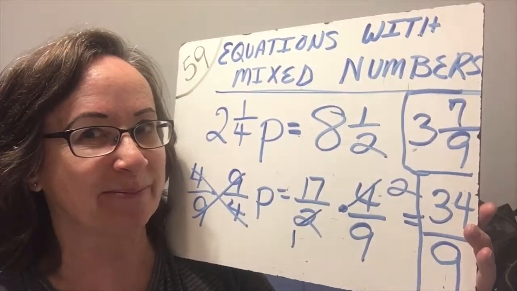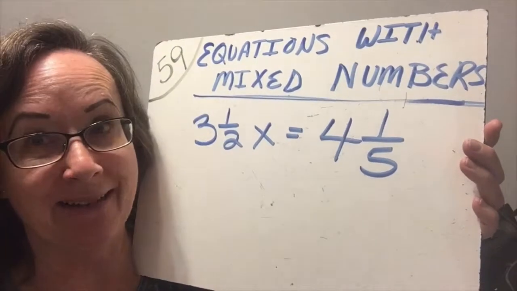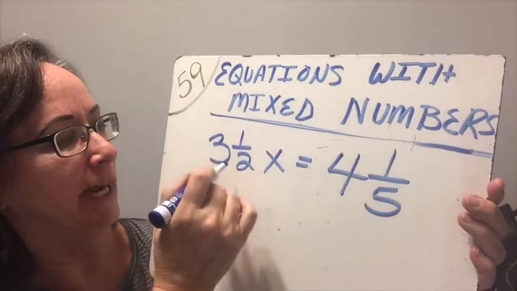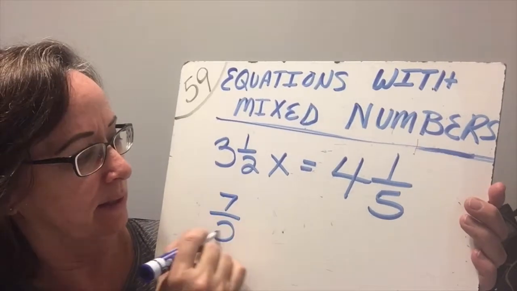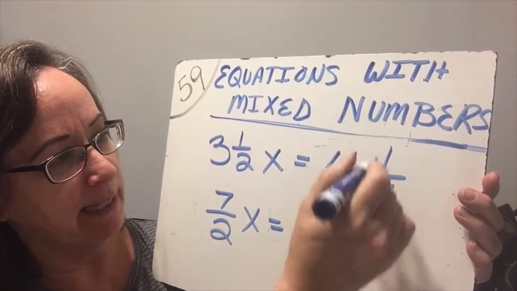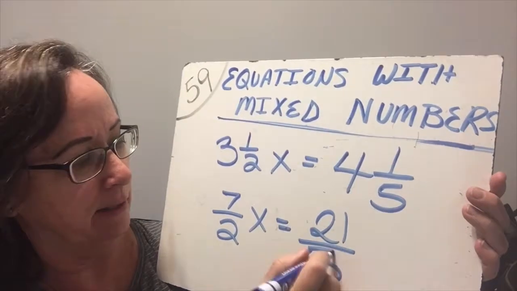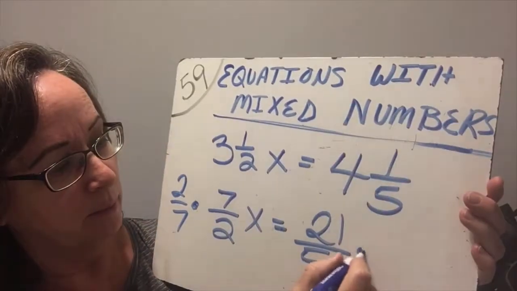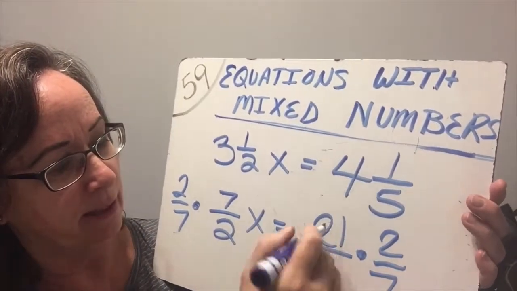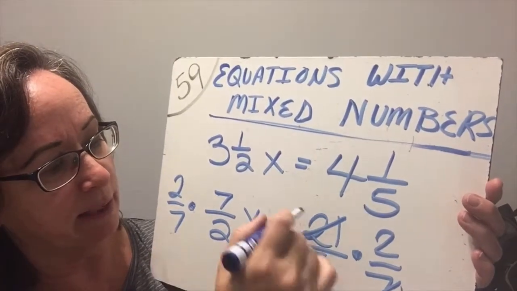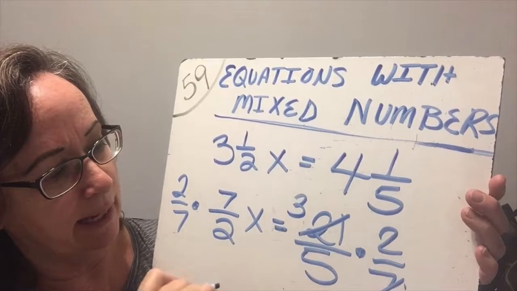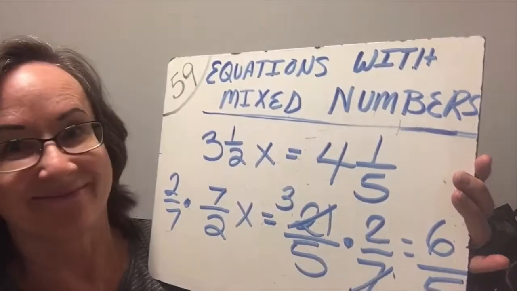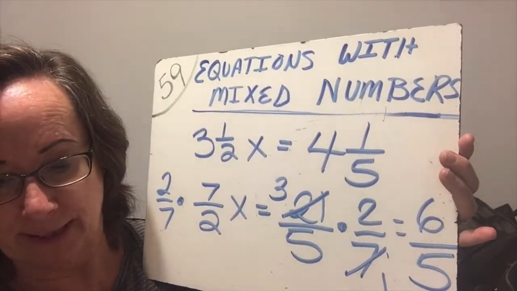One more practice problem. Last practice problem. Copy it down and pause your video. Okay, so we're going to change 3 1/2 into 7/2. X equals 21/5. To get rid of the 7/2, we're going to multiply by 2/7. The 7 and the 21 will cancel with a 3 and a 1, and we're going to get 6/5 again. So we've had 6/5 twice in this lesson.